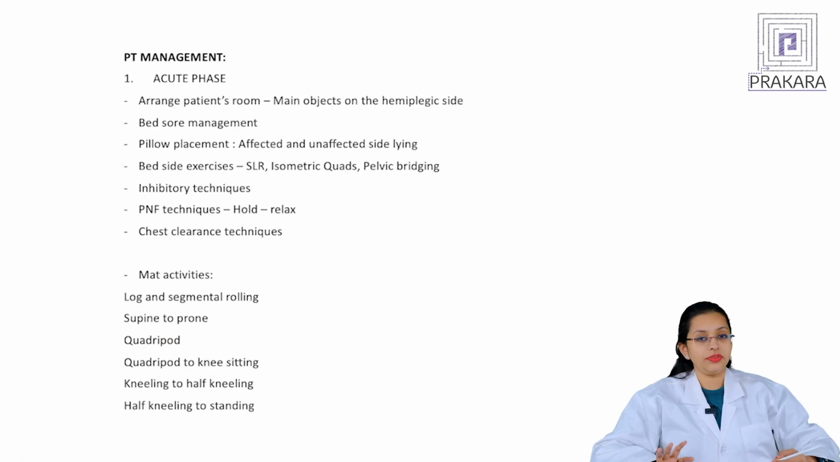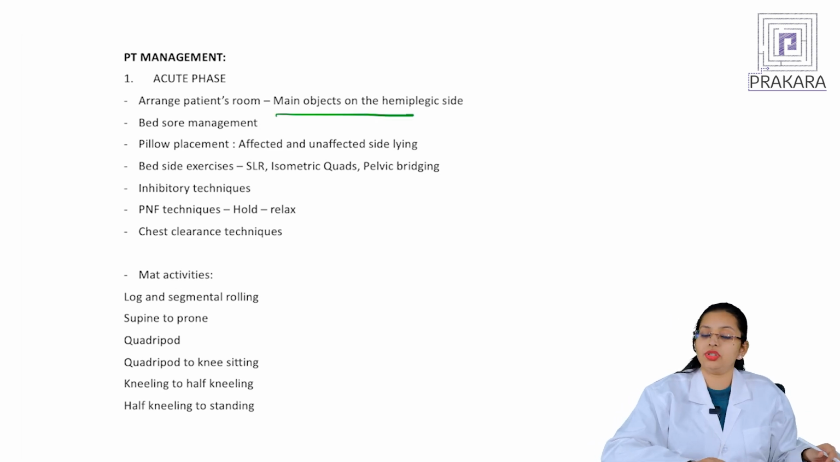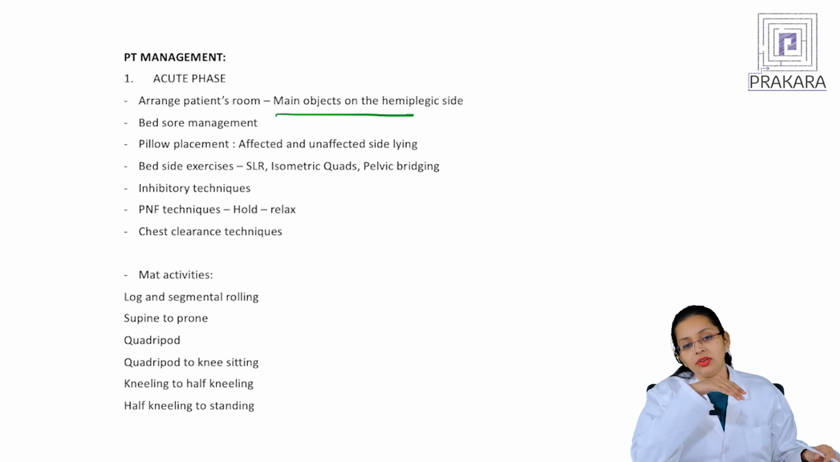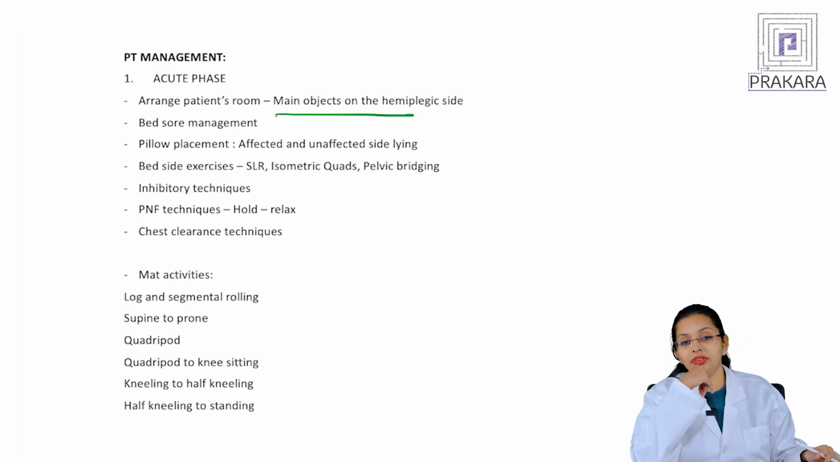In the acute phase of PT management, first we should arrange the patient's room with main objects on the hemiplegic side, because either right side or left side, whichever side you notice the patient being affected, all the major objects in the room, people in the room should be facing that side, so that he or she has to move towards the affected side to see them or see the objects.